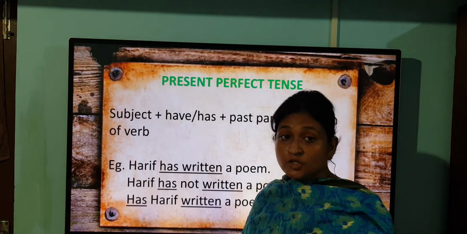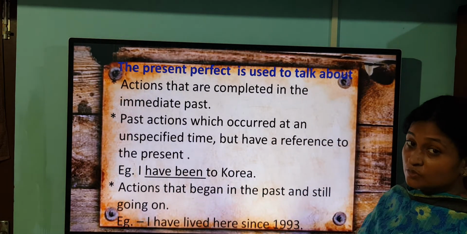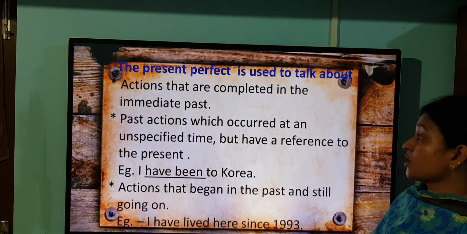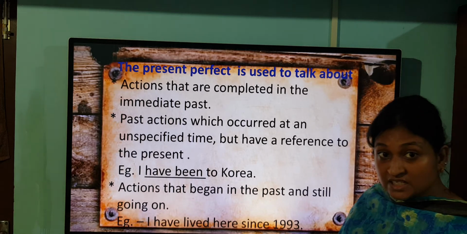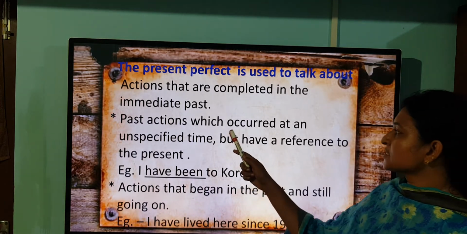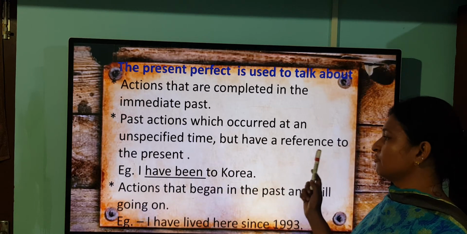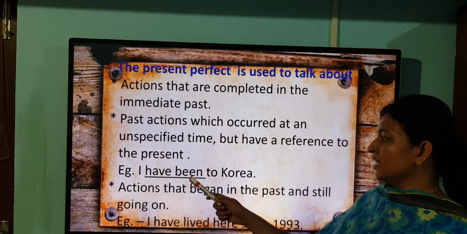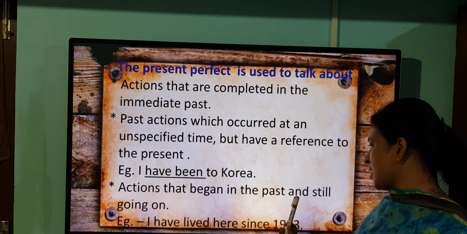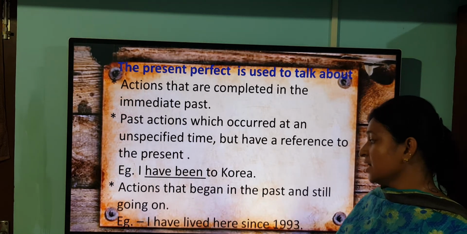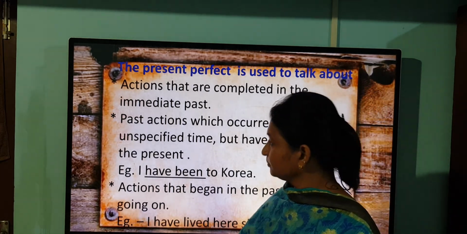That's the interrogative form. And when it is used: to talk about actions that are completed in the immediate past, just now. Past actions which occurred at an unspecified time but have a reference to the present. Example, I have been to Korea. Actions that began in the past and are still going on. I have lived here since 1993.